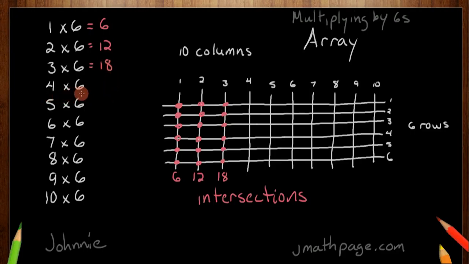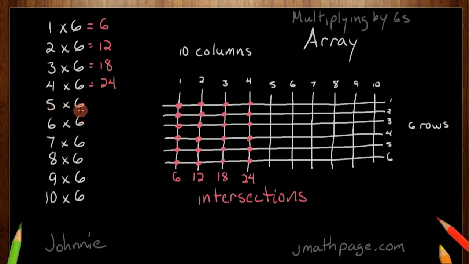What about 4 times 6? Well, let's look at that together. 4 columns, 6 rows. Here's my 4th column. I see all my rows. Let's mark the intersections. We had 18 before. Let's count these on. 18, 19, 20, 21, 22, 23, 24. Okay. So 4 columns, 6 rows. 4 times 6 gives us 24.